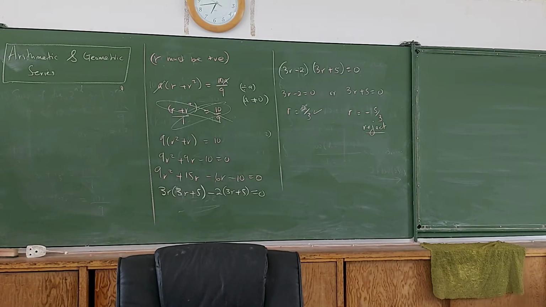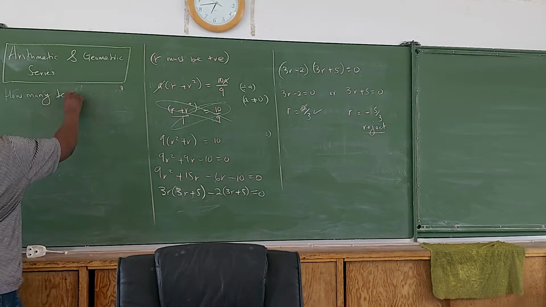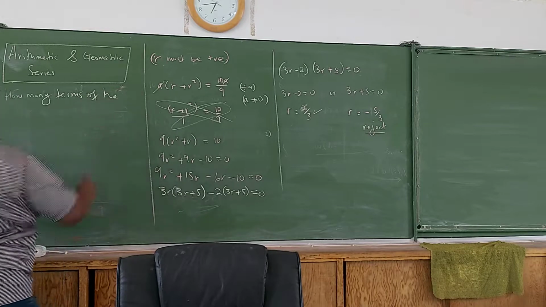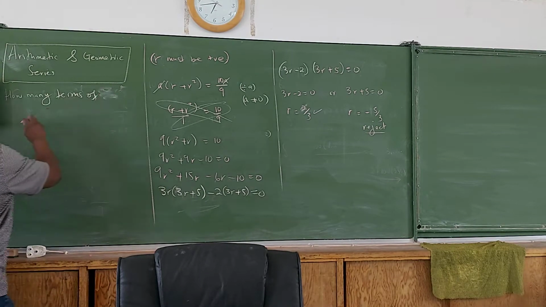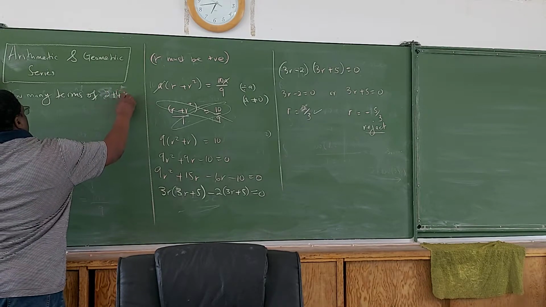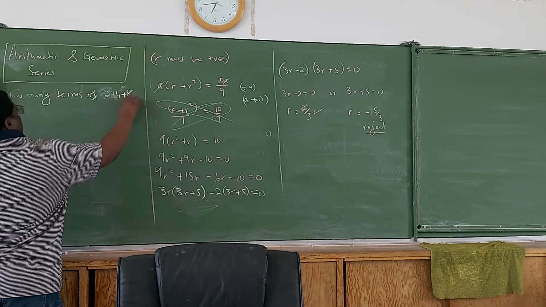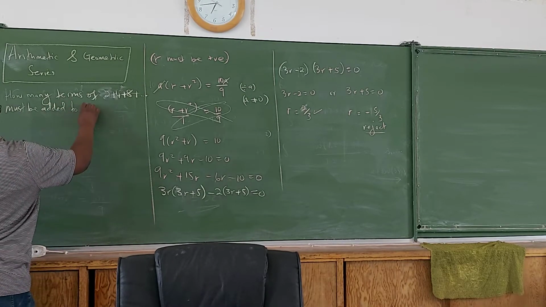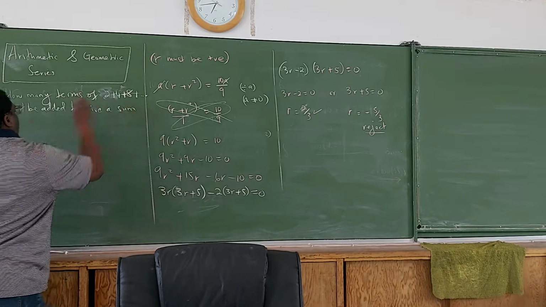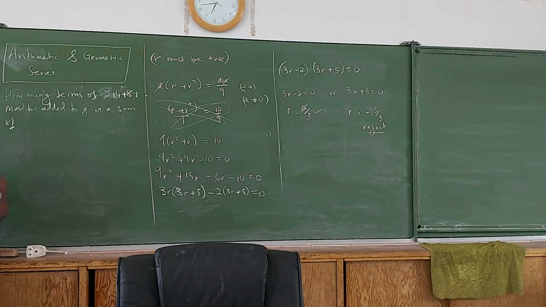The first one says, how many terms of the series? So remember, this is now mixed questions, right? How many terms of, let's take it as it is, 2 plus 4 plus 8, yes? Plus and so on and so on, must be added to give a sum of, what is it? 510. So what do you think you should do here?